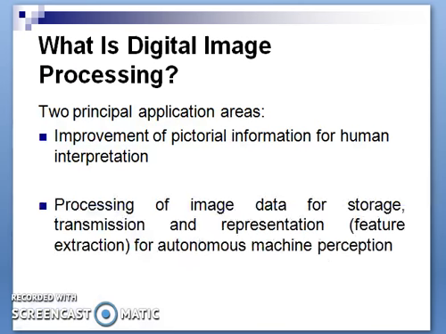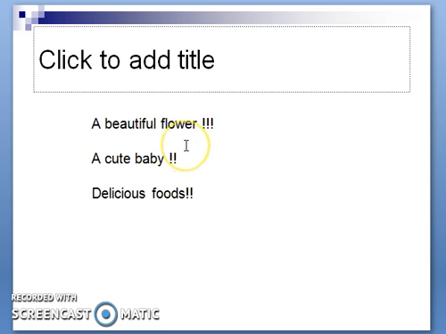What is digital image processing? Let us see two principal areas where this digital image processing is used. Mainly, it is used in improvement of pictorial information for human interpretation and also for processing of image data for storage, transmission and representation for autonomous machine perception.